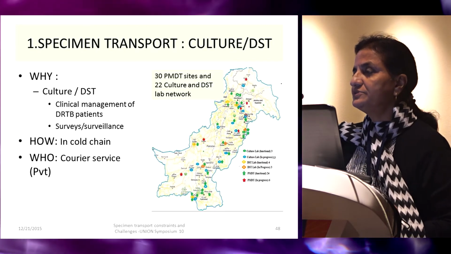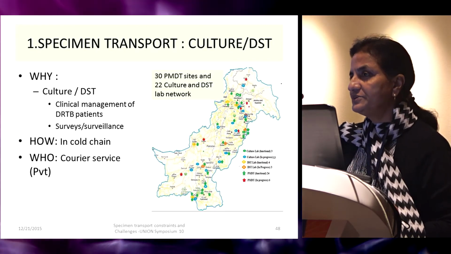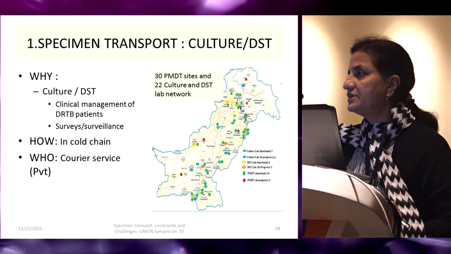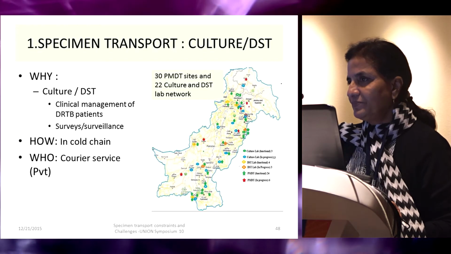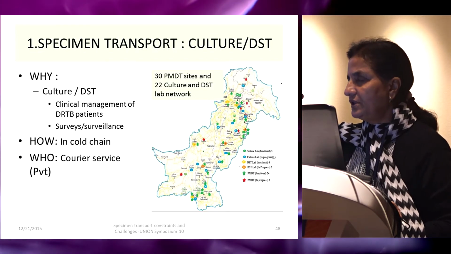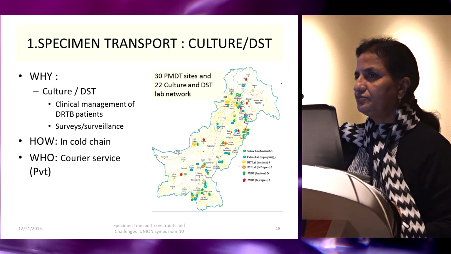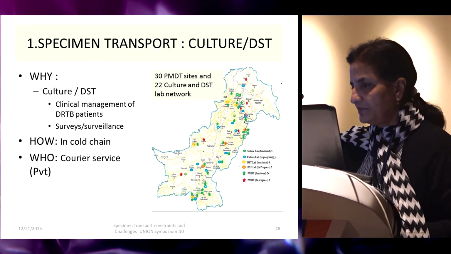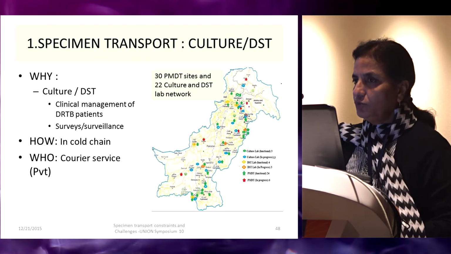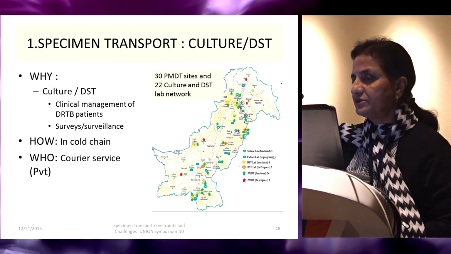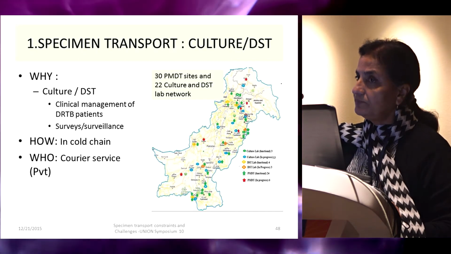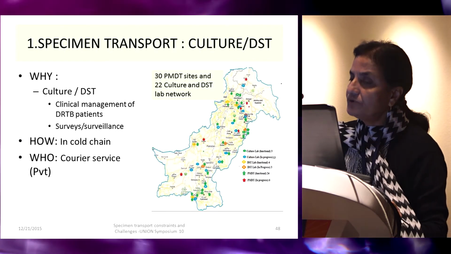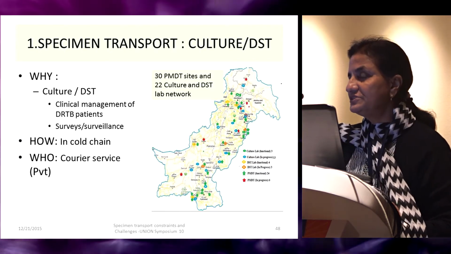So specimen transportation means movement of specimens from the PMDT sites to the culture and DST laboratories. All these PMDT sites are located in the larger hospitals, so courier services have a more established presence in these cities. We don't have as much of a problem transporting specimens from the PMDT sites to the culture and DST laboratories. The specimen is transported in the cold chain, and a courier service is hired for these services.